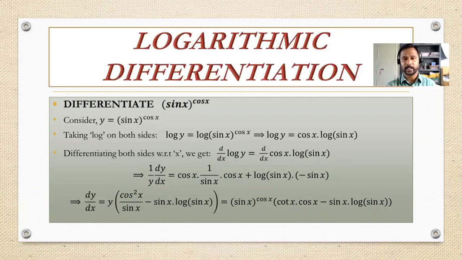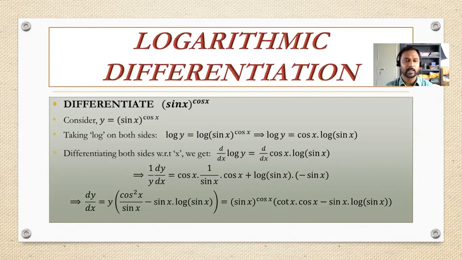We get d by dx of log y is equal to d by dx of cos x into log sin x. D by dx of log y, implicit, is 1 by y dy by dx, which equals the right side, product rule along with chain rule. Cos x into derivative of log sin x, 1 by sin x into cos x, derivative of sin x, plus log sin x into derivative of cos x, minus sin x.